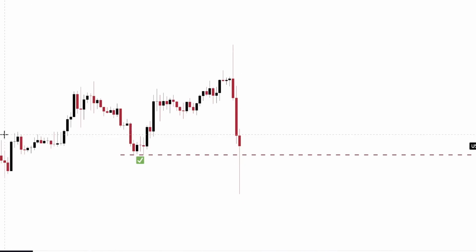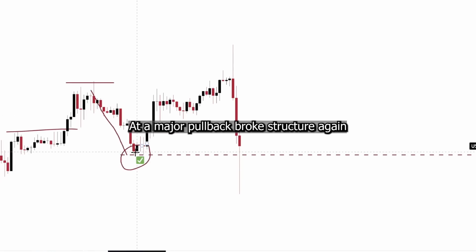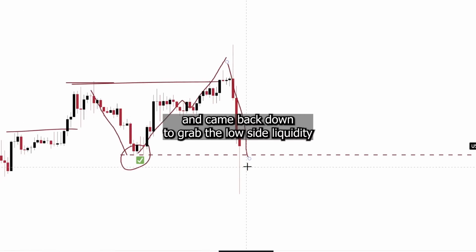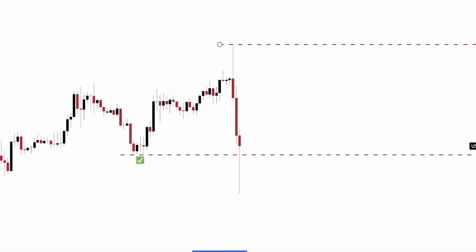As you can see what happened previously, the high has been broken, price went on a retracement, had a major pullback, broke structure again, and came back down to grab the low side liquidity. So what will more than likely happen? Price will more than likely target this level of liquidity.